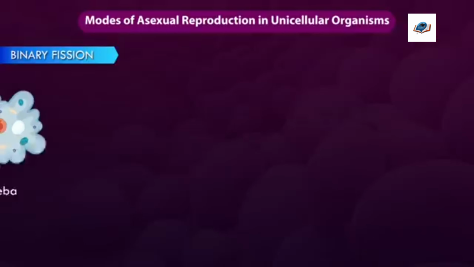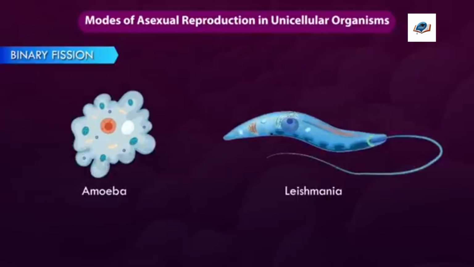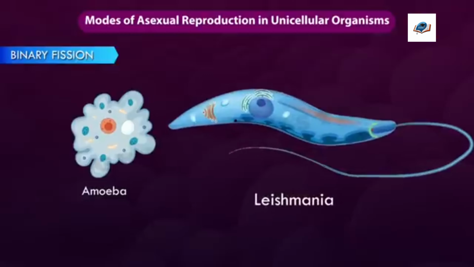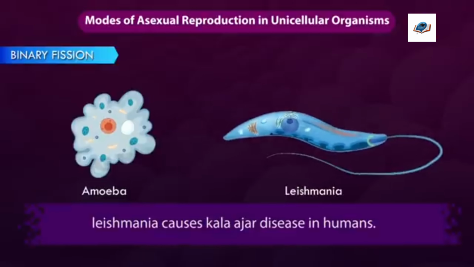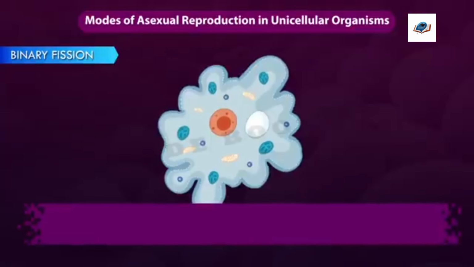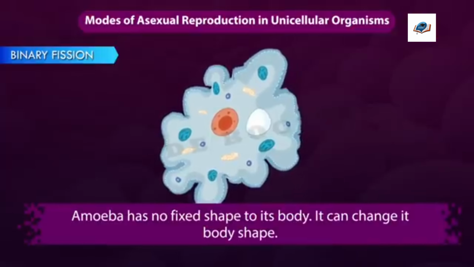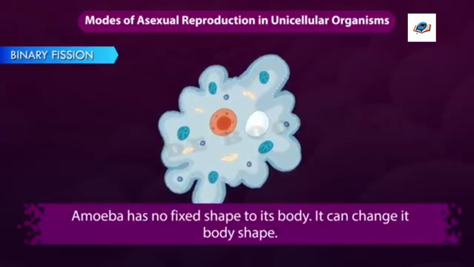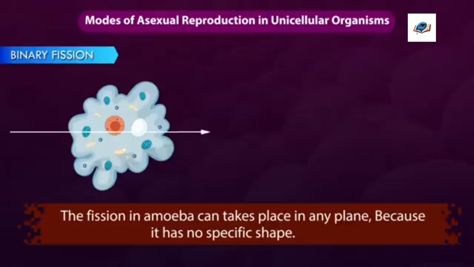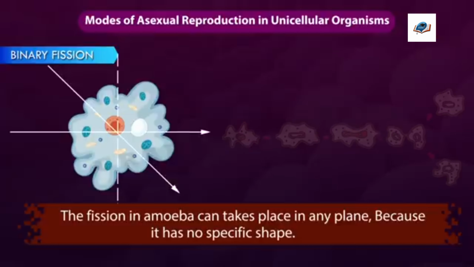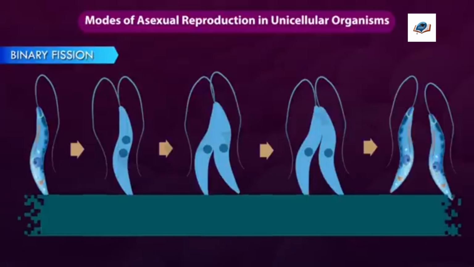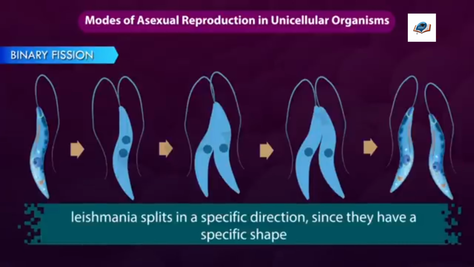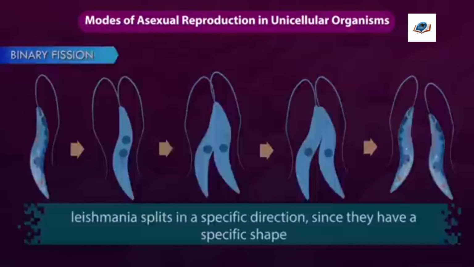Here we have two unicellular organisms. This is amoeba and this is Leishmania. Leishmania causes Kala-Azar disease in humans. Amoeba has no fixed shape to its body. It can change its body shape. The fission in amoeba can take place in any plane because it has no specific shape, whereas Leishmania splits in a specific direction since it has a specific shape.